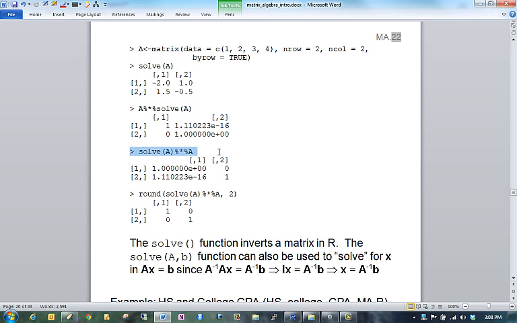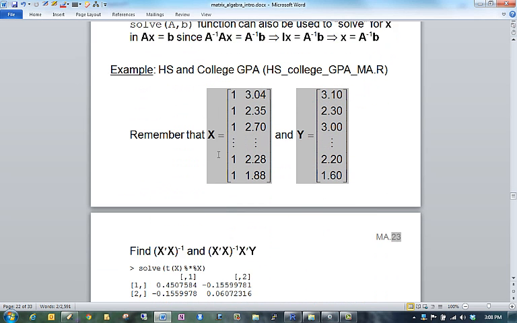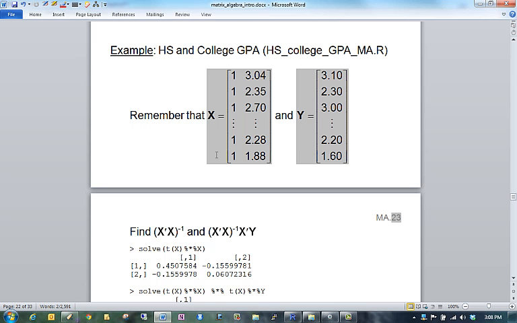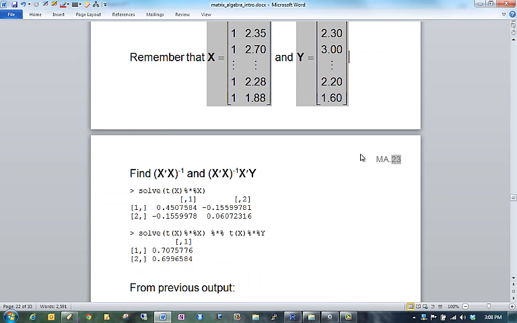We could also do A inverse times A and get the same result back. Okay, so let's take a look at then the high school and college GPA example once again. Here's my matrix X, here's my matrix Y. And one very important use of the inverse of a matrix in matrix multiplication in regression analysis is this right here, where I take the transpose of X times X, and then I invert that whole quantity inside there.